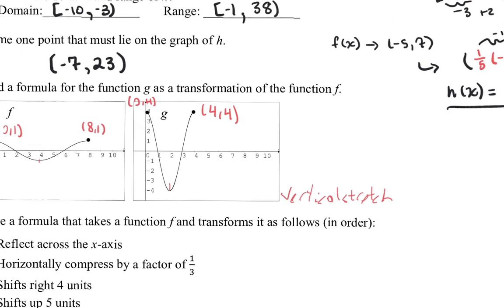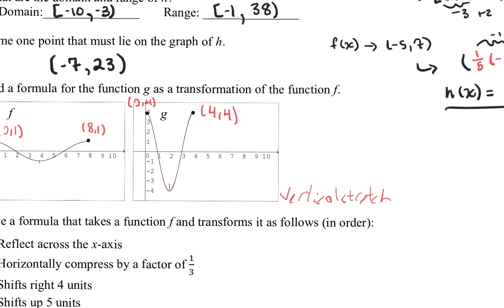And then what else are we going to have? Well, it's also getting really skinny, right? This left side is staying at x equals 0, but the right side is getting half as small. So that means that we're going to have a horizontal compression as well.